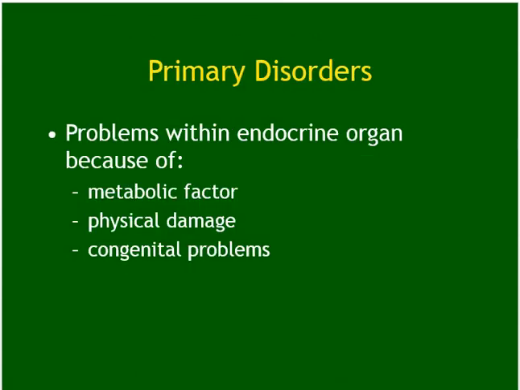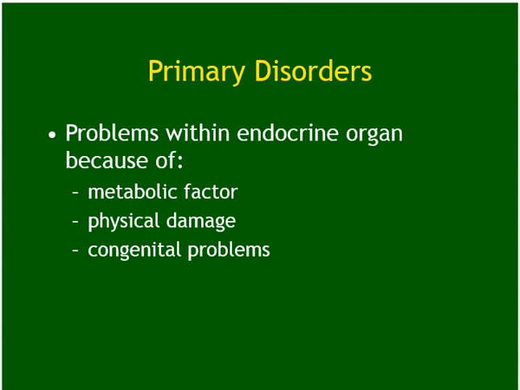There are some disorders. Disorders can be primary, and primary means within the organ itself, like metabolic factors. Physical damage, where you have an accident that broke down the organ, the pituitary gland, the thyroid gland, or anything else, or you might have a congenital problem: you didn't develop a full thyroid gland, didn't develop full testes or ovaries or parathyroid, congenital anomalies. But primary disorders means the organ itself has a problem. So the thyroid gland itself has a problem, and that's why it does not secrete thyroid hormone.